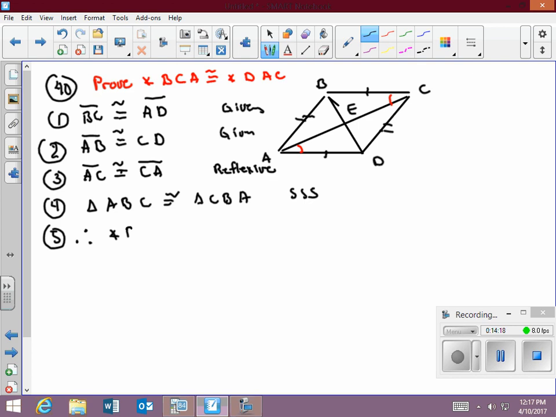Angle BCA congruent to, and its corresponding points. See, this section, 33 through 43, said proof. So that's why I wanted to be really precise. It's proof, and you have to go.